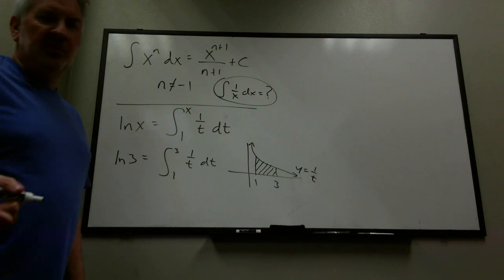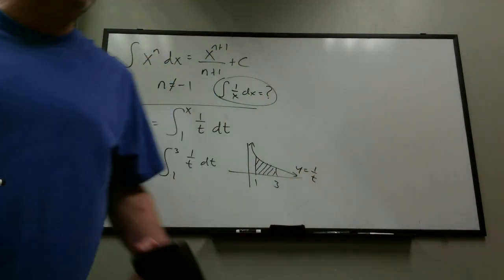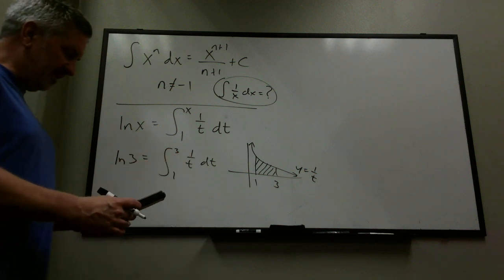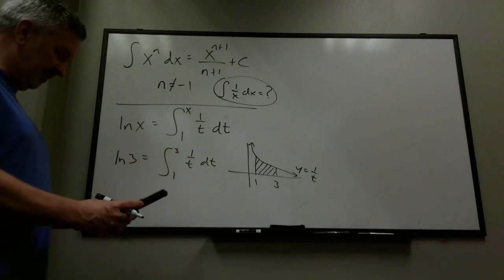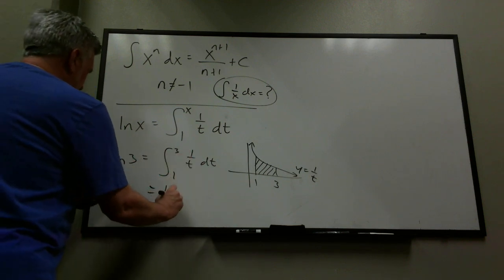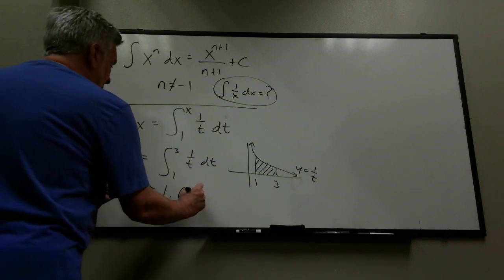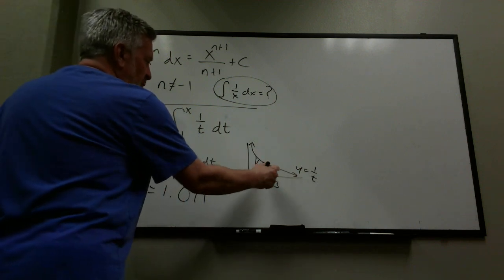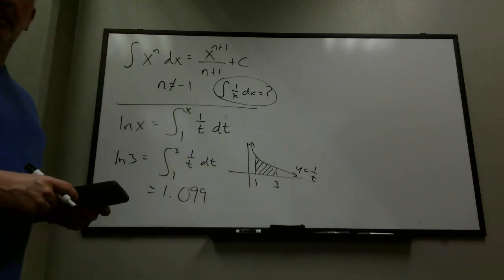Now, I mentioned in the notes you can use an integration feature on your calculator and actually compute this. Just to save time, I'm just going to tell you what it turns out to be. This turns out to be about 1.099. So the area under the curve 1 over t from 1 to 3 is about 1.099.